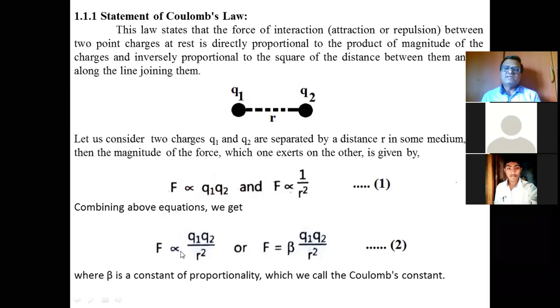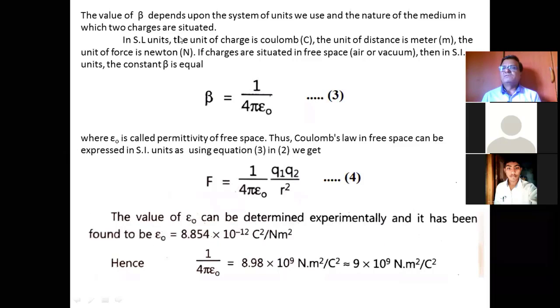If we remove the proportionality sign, then F is equal to beta into q1 q2 upon r square, where beta is called the proportionality constant, and this is called Coulomb's constant. Then we have to find out the value of beta. The value of beta depends upon the system of units we use and the nature of the medium that is used.